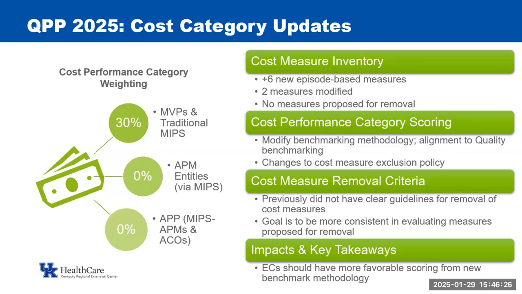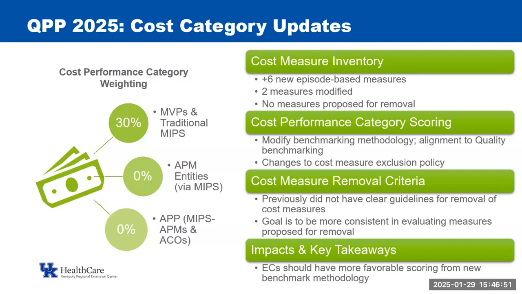Now for cost. We did see 6 new episode-based cost measures added. We'll talk about those here on a subsequent slide. We did see some modification around 2 different measures, just some language clarification and renaming. And CMS did not propose or finalize any measures for removal from the inventory.